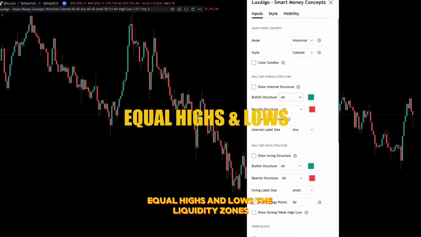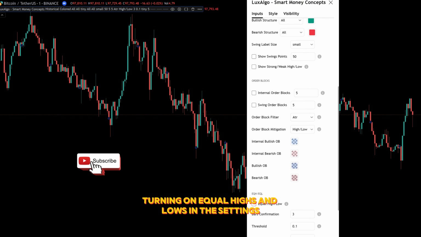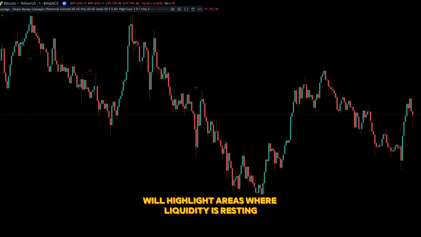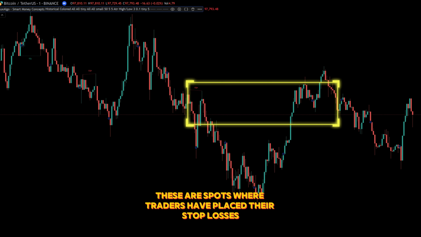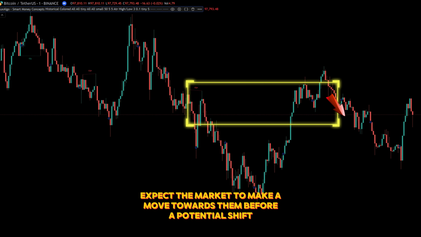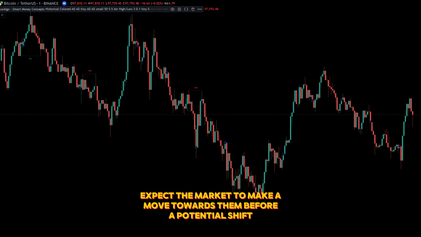Equal highs and lows, the liquidity zones. Turning on equal highs and lows in the settings will highlight areas where liquidity is resting. What does that mean? These are spots where traders have placed their stop losses, and the market loves to hunt these levels before reversing. So if you see equal highs or lows, expect the market to make a move towards them before a potential shift.